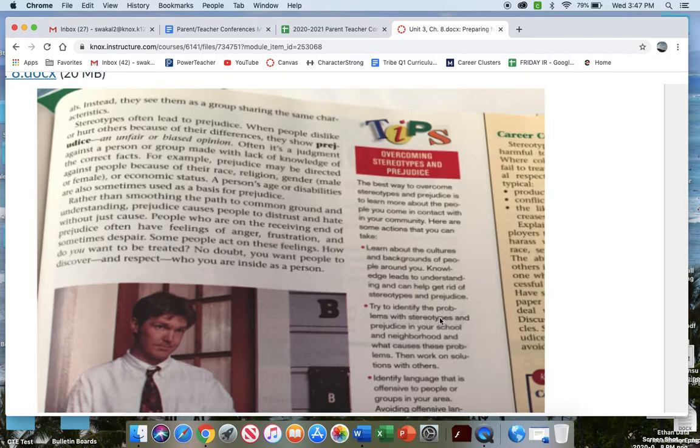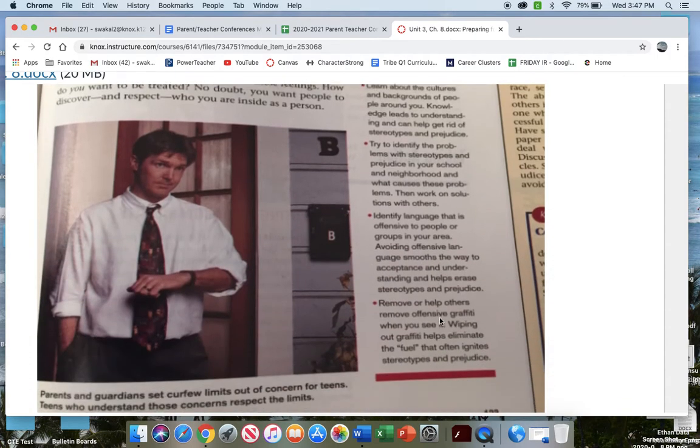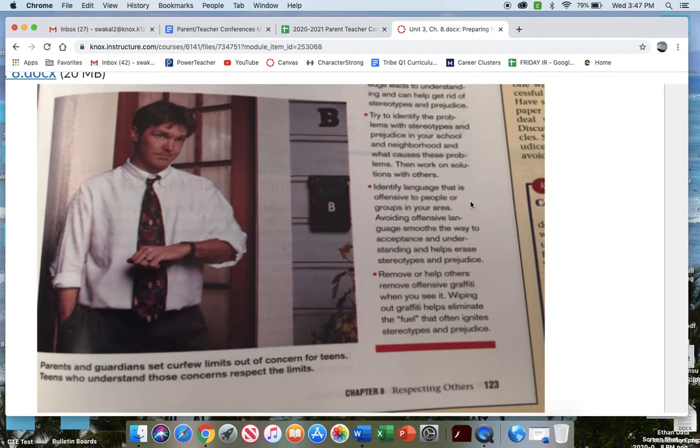Try to identify problems with stereotypes and prejudice in your school and neighborhood and what causes these problems. Then work on solutions with others. Identify language that is offensive to people or groups in your area. Avoiding offensive language smooths the way to acceptance and understanding and helps ease stereotypes and prejudice. And the last one, remove or help others remove offensive graffiti when you see it. Wiping out graffiti helps eliminate the fuel that often ignites stereotypes and prejudice.